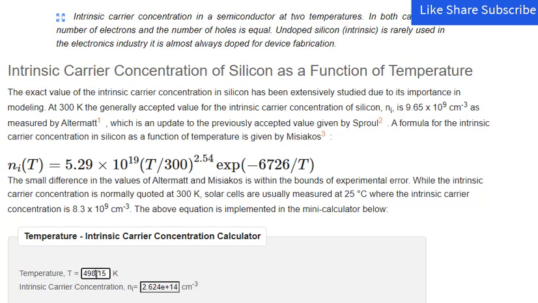While the intrinsic carrier concentration is normally quoted at 300 K, solar cells are usually measured at 25 degrees Celsius, where the intrinsic carrier concentration is 8.3 times 10 to the 9 cm^-3.